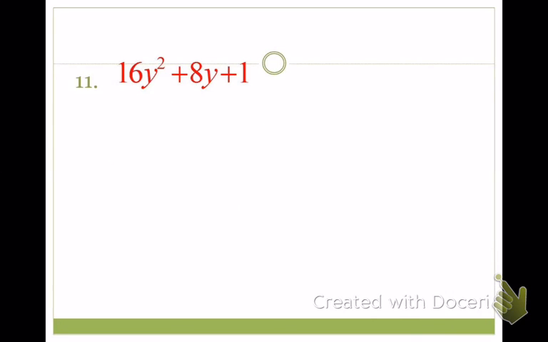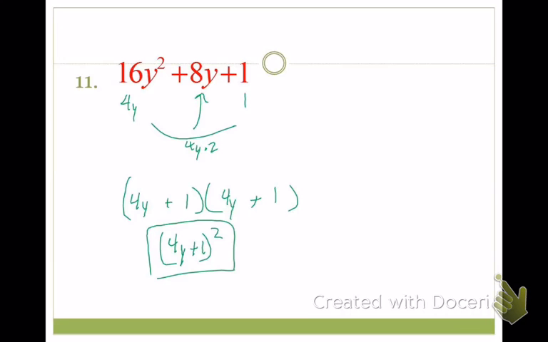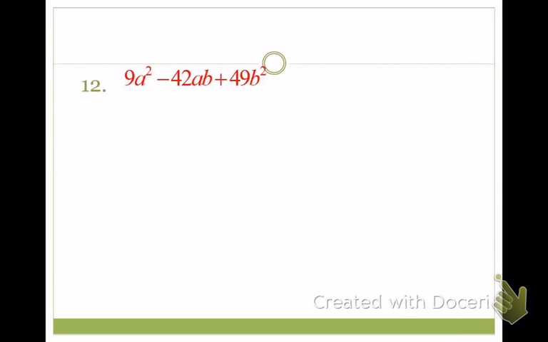Another one here for you. Give it a shot. Stop the video. Start it back up and see how you do. Did you get 4y plus 1 quantity squared? Square root of 16y squared is 4y. The square root of 1 is 1. So we're in the running. 4y times 1 is 4y. 4y times 2 is 8y. So this is a perfect square trinomial. And so it factors down to 4y plus 1 quantity squared.